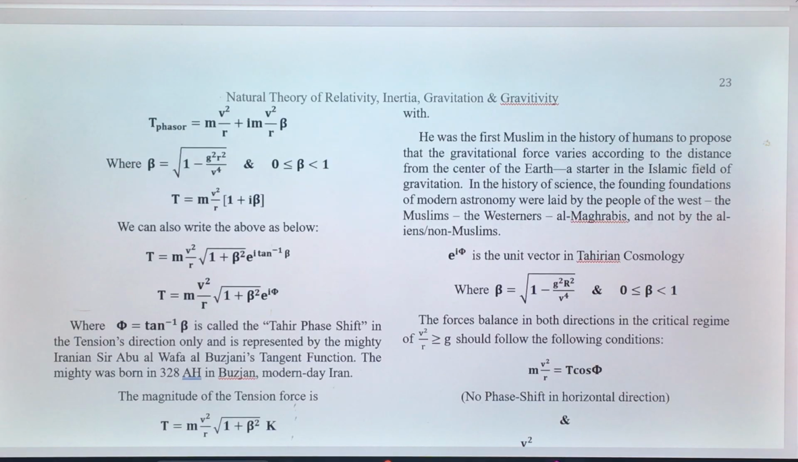We can also write the above as below in the complex number notation. So T is mv square over r times square root of 1 plus beta square e to the power iota phi, where phi is equal to tan inverse beta, called the Tahir phase shift in the tension's direction only, and is represented by the mighty Iranian Sir Abul Wafa al-Buzjani's tangent function.